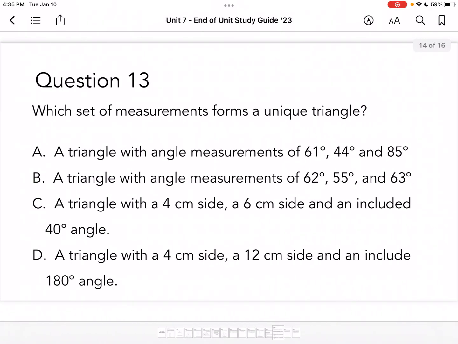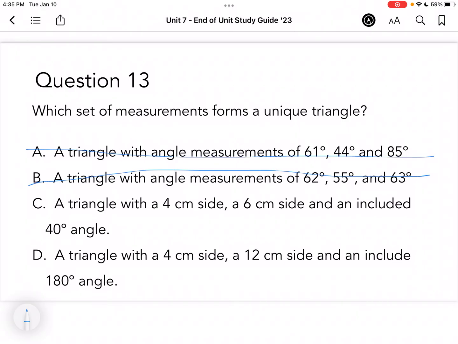Which set of measurements form a unique triangle? So that means a triangle that's all on its own. Well, I know that if I have angle measurements that add up to 180, that's going to make a triangle that has many options. So it can't be this one or it can't be that one. So then I have C and D, right? Well, I can't have a 180-degree angle. That can't be an option. So it can't be D. So now I'm only looking at C. A 4-centimeter side, a 6-centimeter side, and an included 40-degree angle.